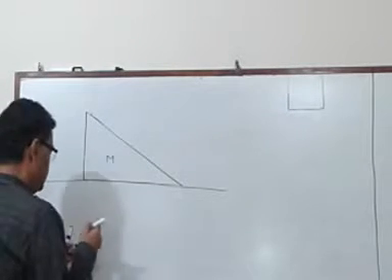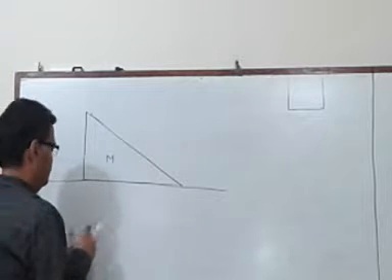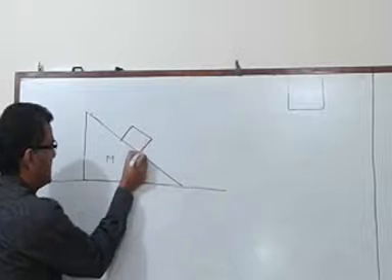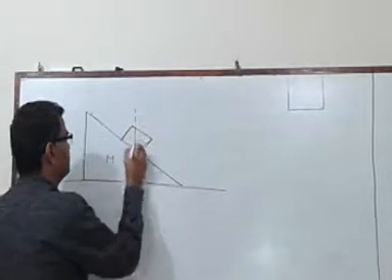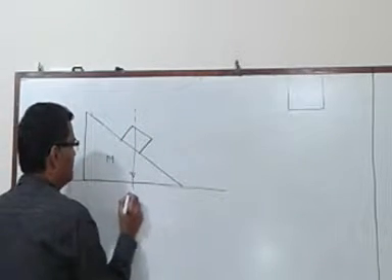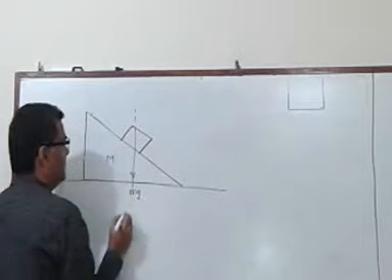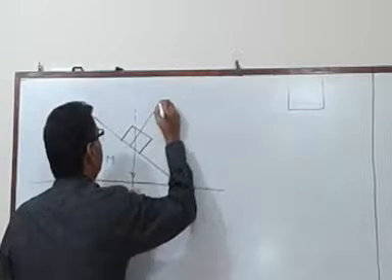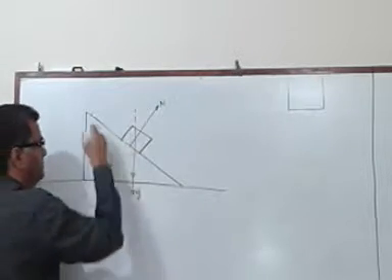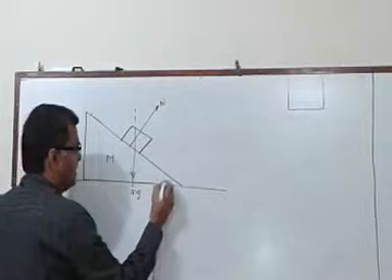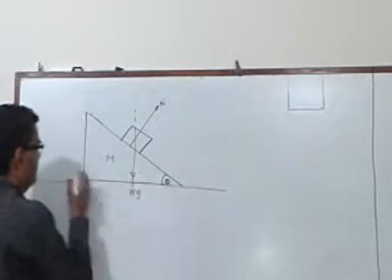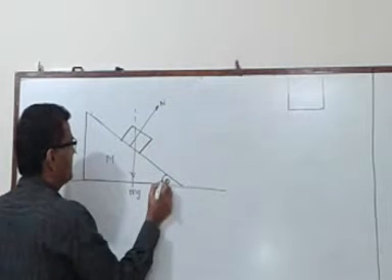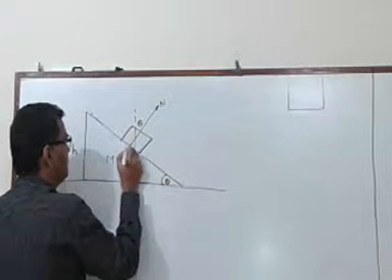Let me take the block somewhere over here and let us see what are the forces acting on this block. The forces acting on this block are the weight mg and the normal reaction N, which is perpendicular to the line of contact. Let us take this angle as theta. Let us take this height as h. As discussed before, if this angle is theta, this also will be theta.